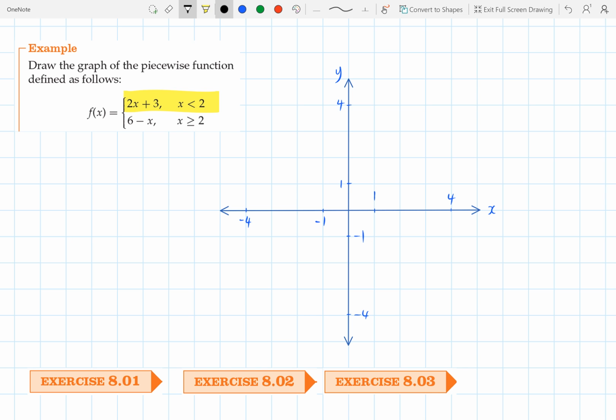So 2x plus 3 would be starting at 3 and going up 2 across 1, and that pattern would follow down as well. And we'd rule that in with the ruler, and that would be our graph. Now, our condition says that x has to be smaller than 2, and so in fact this graph would go all the way up to this point.